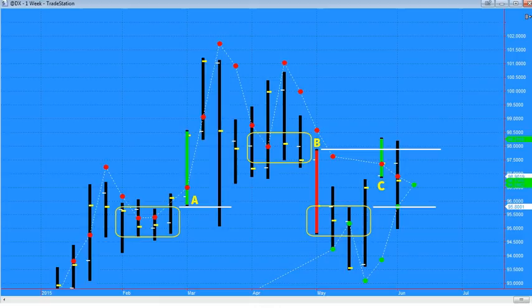At B, I boxed in the prior monthly congestion as well and drew a white line extending from the high of the red bar to the right.